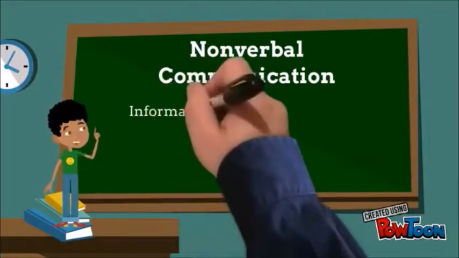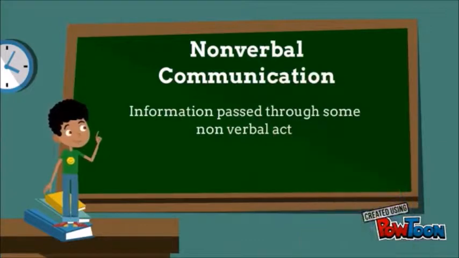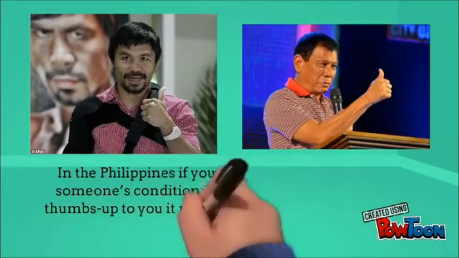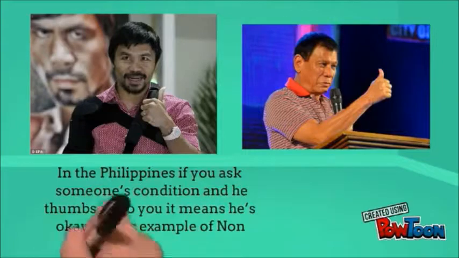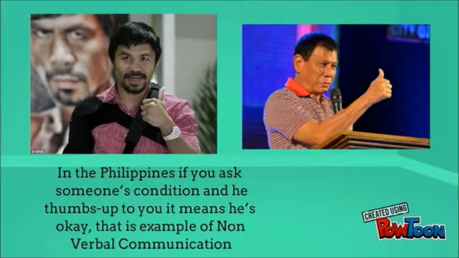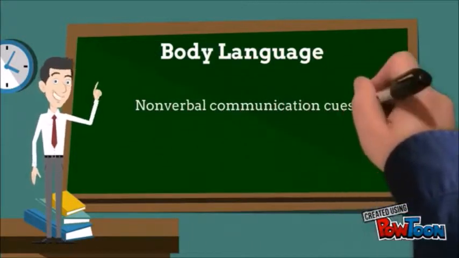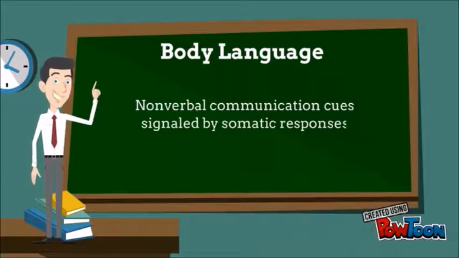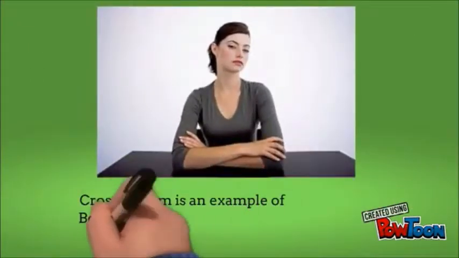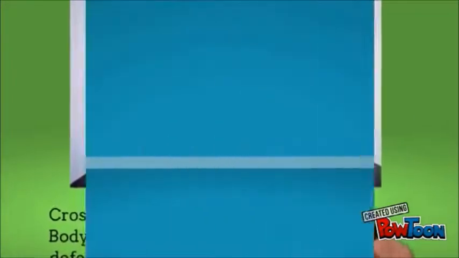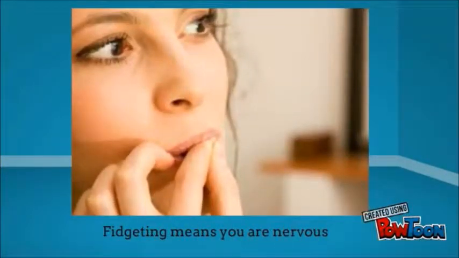Non-verbal communication: information passed through some non-verbal act. In the Philippines, if you ask someone's condition and he gives you a thumbs up, it means he's okay. That is an example of non-verbal communication. Body language: non-verbal communication cues signaled by somatic responses. Crossing arms is an example of body language. It's a signal of defensiveness and resistance. Fidgeting means you are nervous.